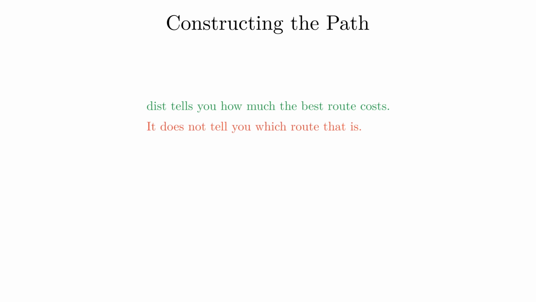We can now find the shortest distance to every node. But which roads actually achieve it? The distance array answers how much the best route costs. It says nothing about which route that is. Recovering the route needs just one extra fact per node, which node we arrive from.